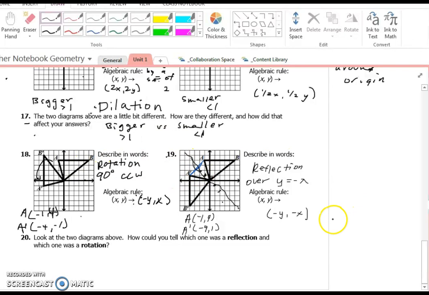And number 20 says, look at the 2 diagrams above. How could you tell which one was the reflection and which one was the rotation? Well, I talked about this when I was doing them, right? The reflection, the points are across from each other.